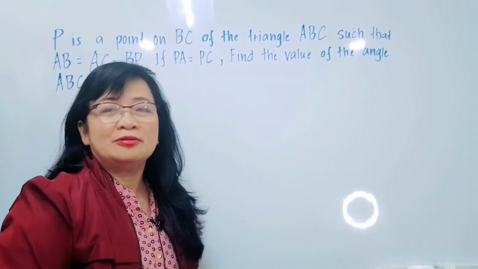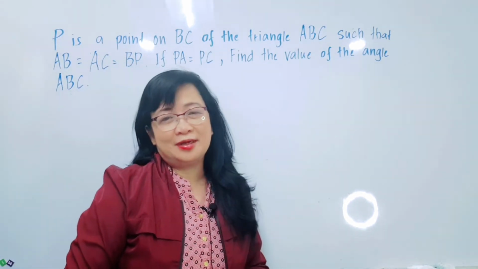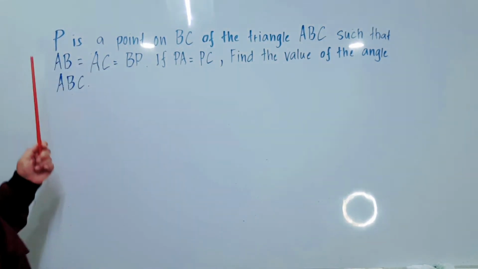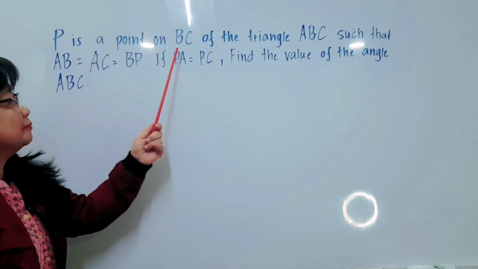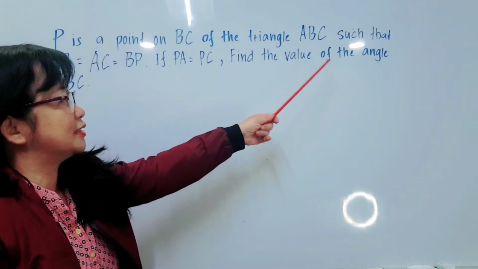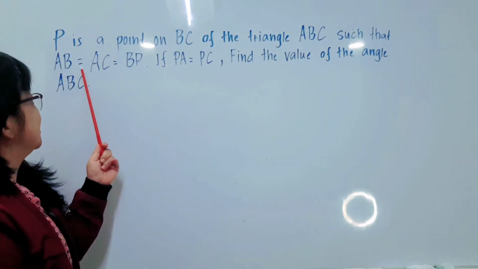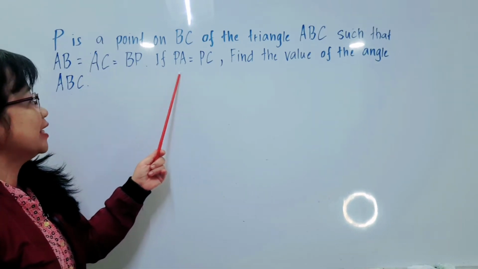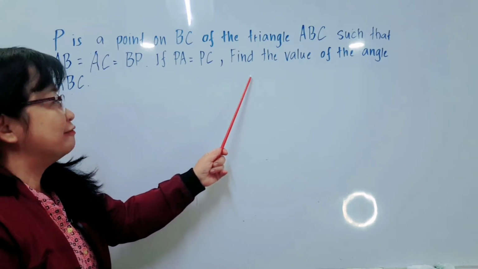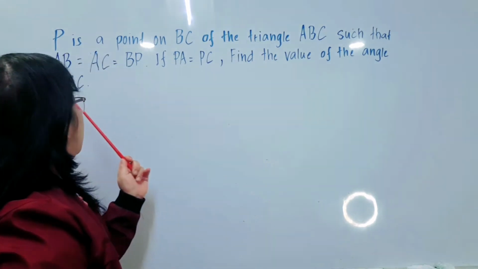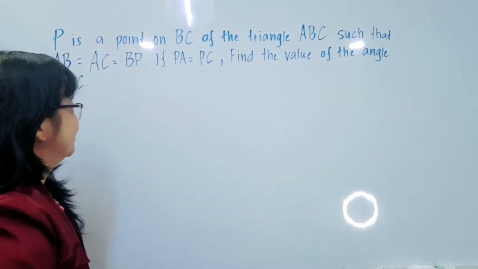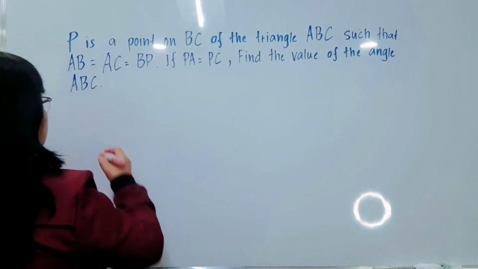Today we will solve an isosceles triangle. P is a point on BC of the triangle ABC such that AP is equal to AC is equal to BP. If PA is equal to PC, find the value of the angle ABC. How to solve this one?